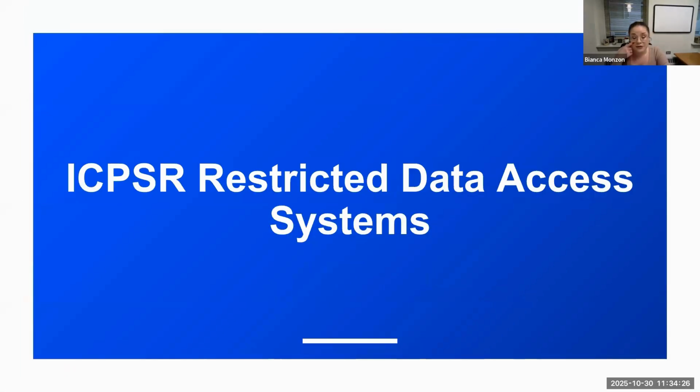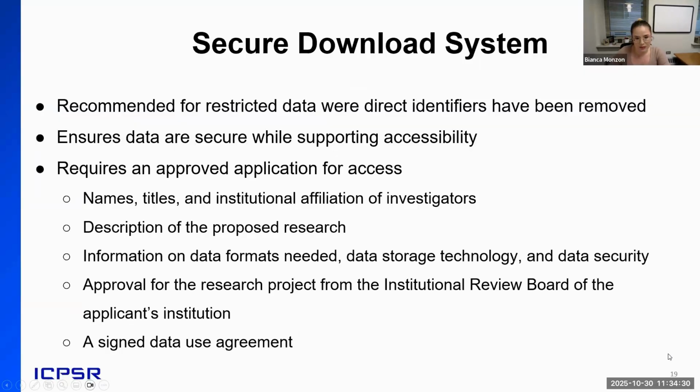We'll now discuss the secure systems ICPSR may use to disseminate your data. ICPSR has three main methods of sharing restricted data, and the access mechanism used to disseminate the data is mostly determined by the restriction level of your data. Our secure download system is recommended for restricted data where direct identifiers have been removed. The system allows data to be restricted use while still supporting accessibility to secondary users. So most of ICPSR's restricted data is secure download data.